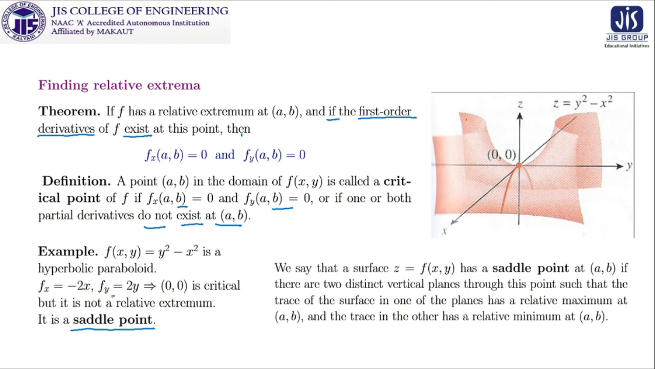Now what we can say is that f(x, y) has a saddle point at (a, b) if there are two distinct vertical planes through this point such that the trace of the surface in one plane has a relative maxima and the trace in the other is a relative minima, which is already given to you with the example of a horse back.